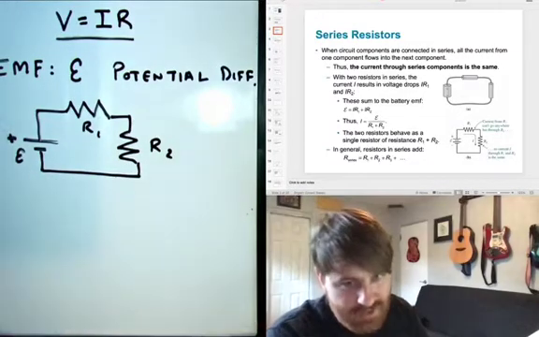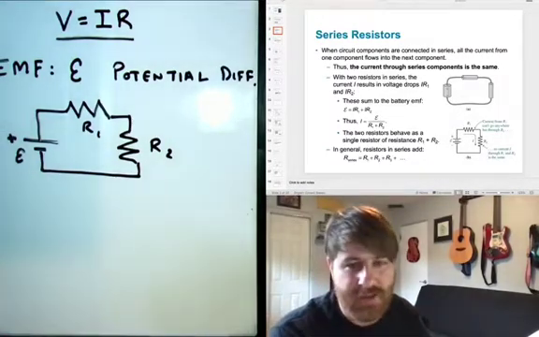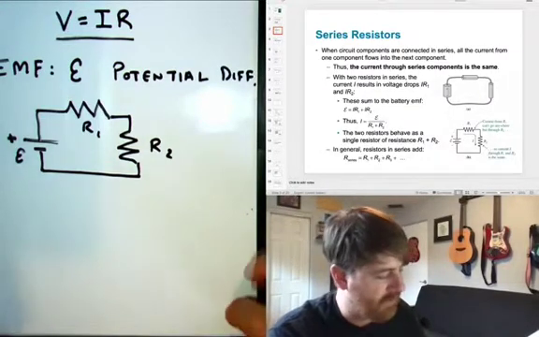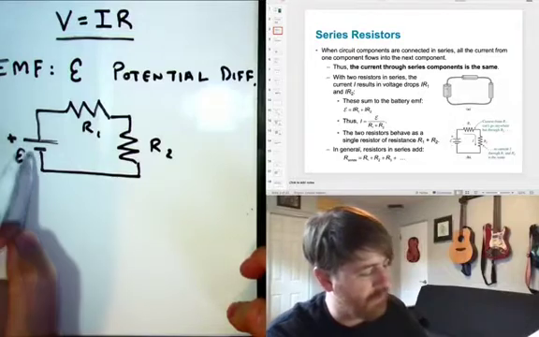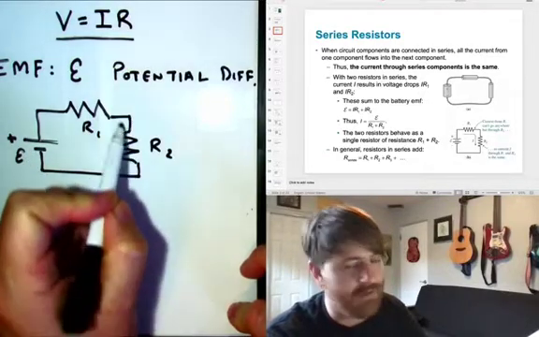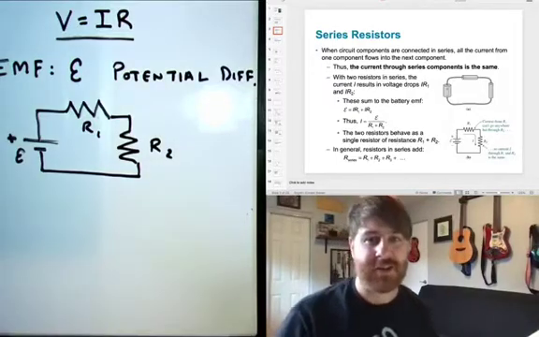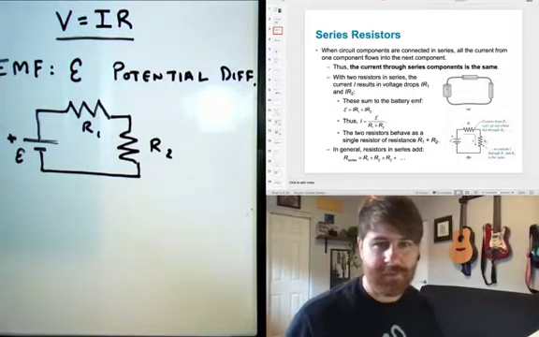Now, in reality, we know that electrons are the things that are actually doing the flowing. So the electrons are building up on the negative terminal of the battery. They flow backwards in the opposite direction of the current. Current is defined as the direction of positive charge flow.